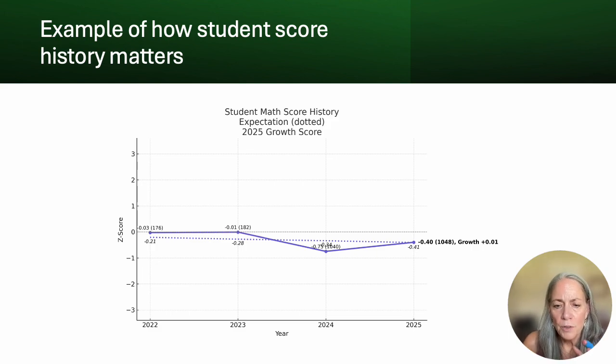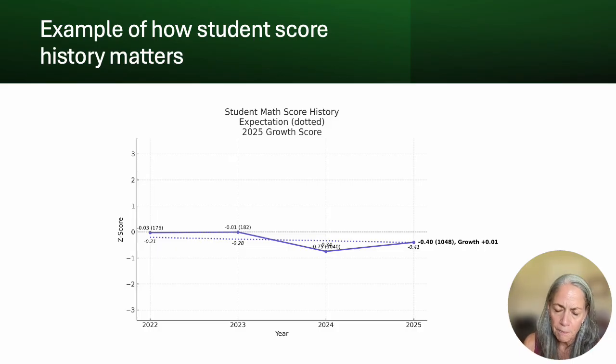And then when they took the Atlas for the first time in 2024, they really dropped. They dropped down to a 1,040, and they have a negative Z-score. Now, the model is going to look at all three of those historical scores and say, where do we expect this student to be? This student gained 8 scale score points. In 2025, they went from 1,040 to 1,048.